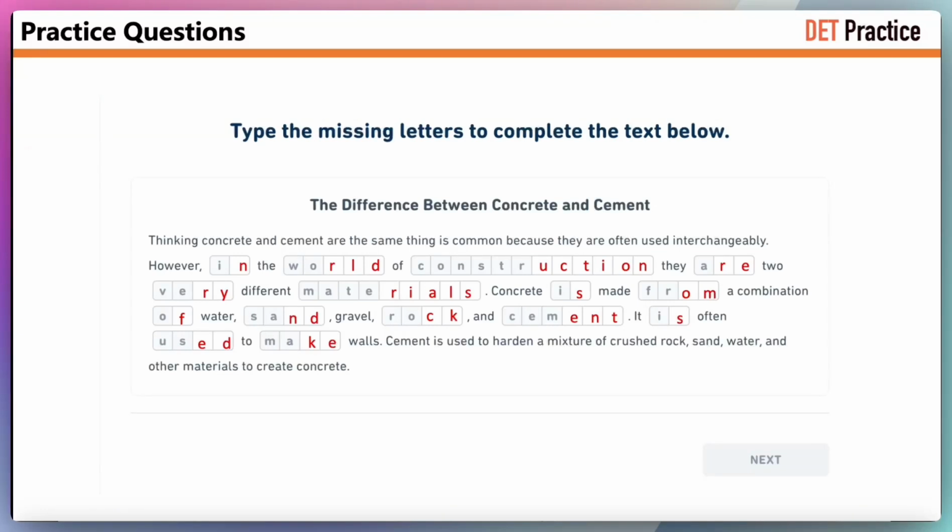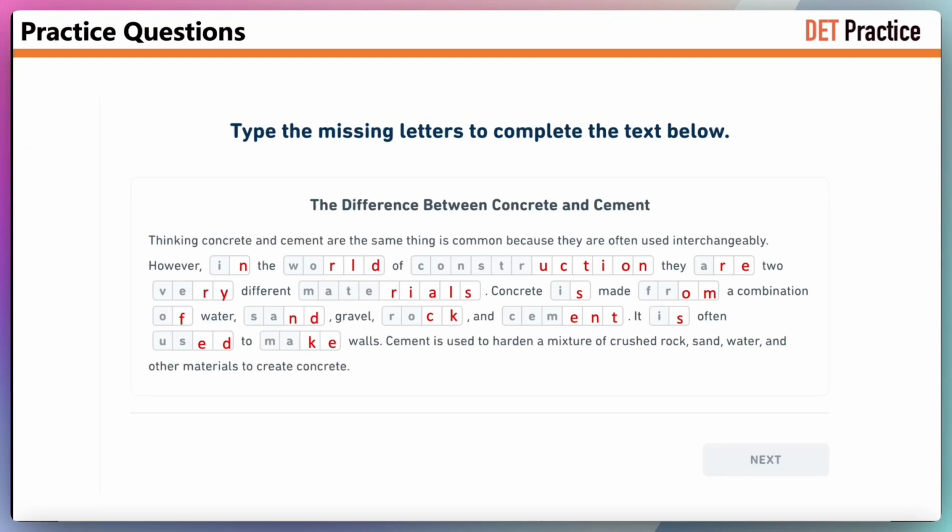After this should be then very. After different should be materials, construction materials, right? But we need the plural form here. Check the number of spaces, it fits perfectly. Moving on, we're stating facts, so here it is, then made from. What materials? After combination, we fill in of. For the materials, look at the last sentence, so it's sand, rock, and cement.